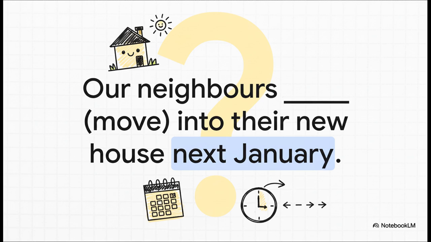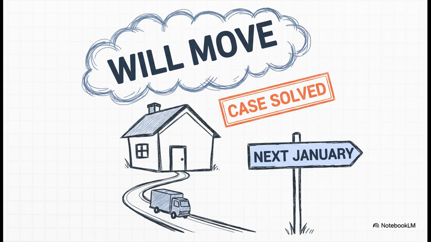Let's make it a good one. Our neighbors, the verb is move, into their new house next January. Where and time are we now? Nailed it! It's will move. That little clue, next January, points us straight to the future. It hasn't happened yet. You are an amazing tense detective.